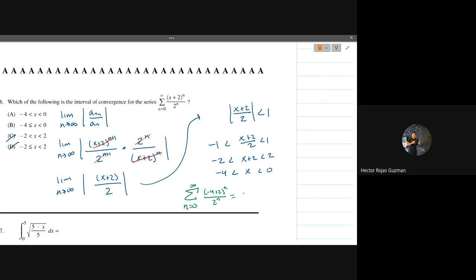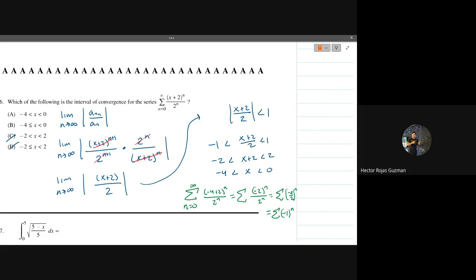Well, that is negative 2 to the power of n divided by 2 to the power of n, which you can technically factor out the n. Negative 2 over 2 to the power of n, which is negative 1 to the power of n. This series diverges.